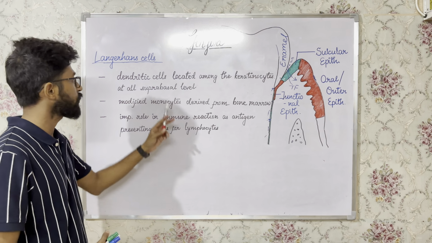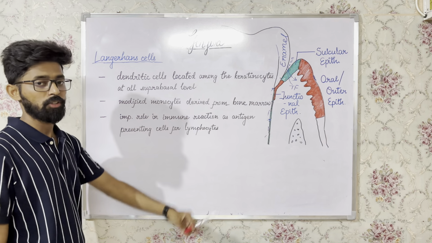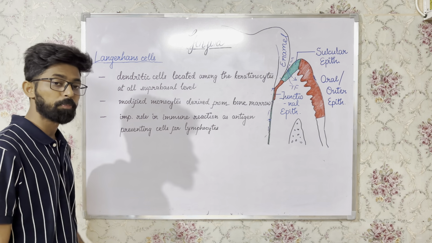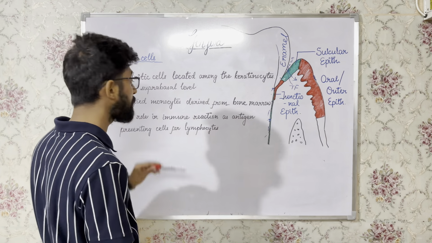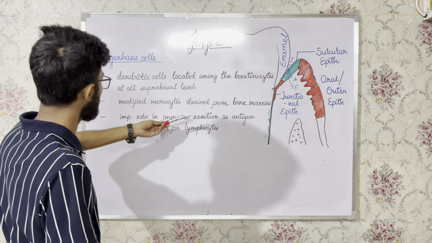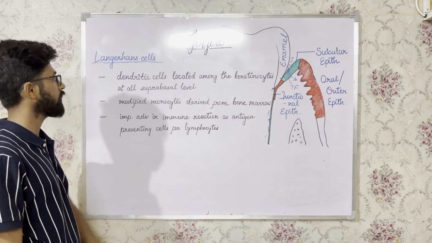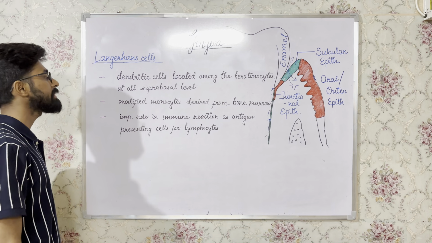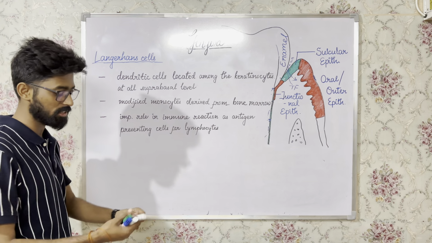Langerhans cells are also dendritic cells. Okay, they are located amongst the keratinocytes at all suprabasal levels. Okay, above the basal layer, stratum basale. Above the stratum basale, all the three layers are there. Dendritic cells are located there. Okay, they are modified monocytes which are derived from the bone marrow. Third point is they play a very important role as antigen presenting cells for lymphocytes.